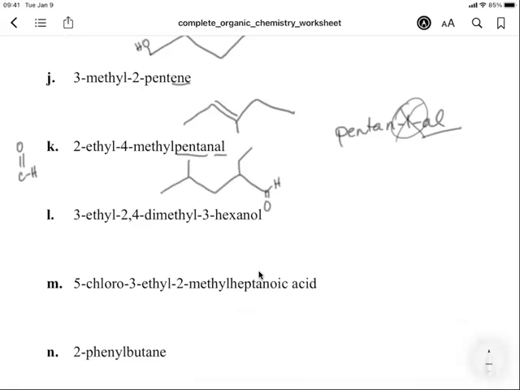3-ethyl-2,4-dimethyl-3-hexanol. Hex is 6. 1, 2, 3, 4, 5, 6. On number 3 is the hydroxyl group. 2,4-dimethyl and 3-ethyl. Or if you want to, you can flip the ethyl and the hydroxyl, doesn't matter.